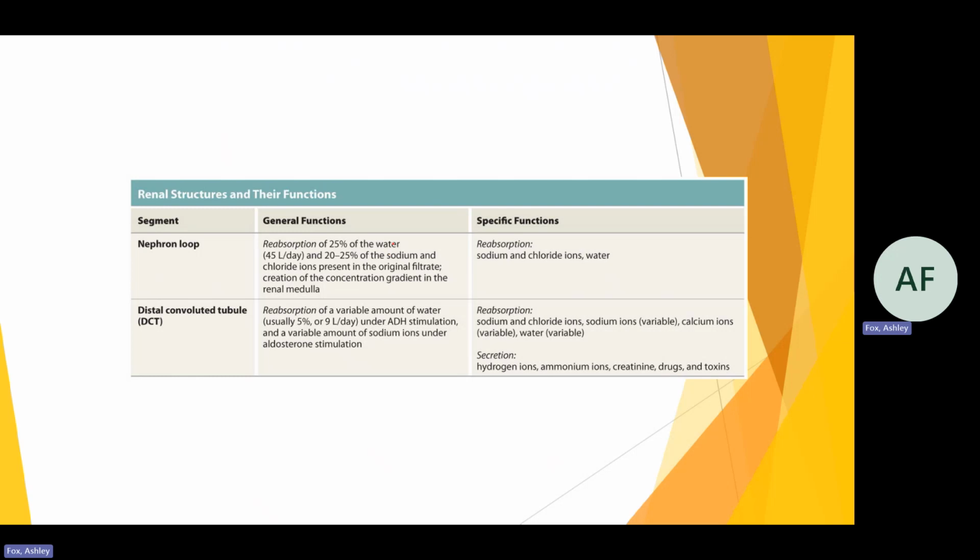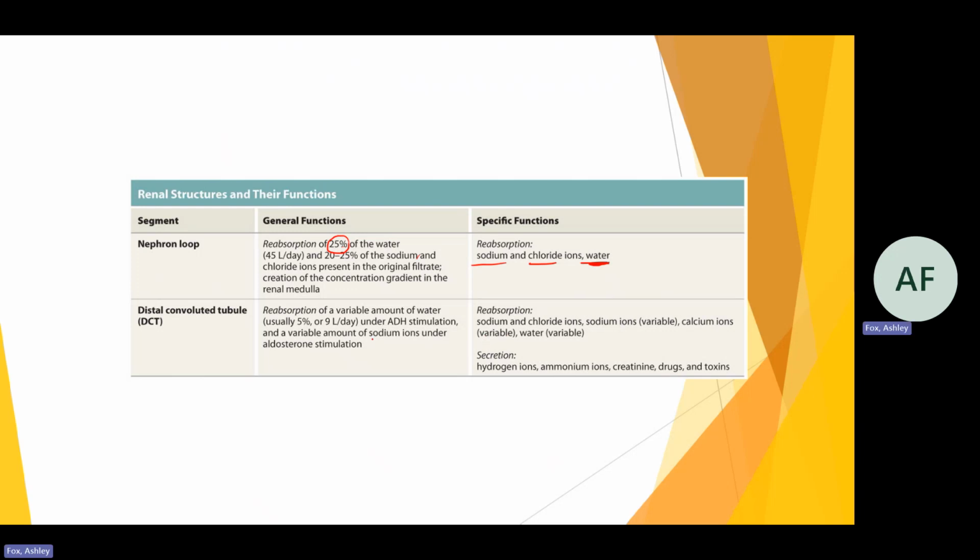Nephron loop is going to be water and sodium chloride. So sodium and chloride are going to be the only things reabsorbed in the nephron loop. The rest of the water, again, most of it is in the proximal convoluted tubule. We get to the nephron loop, another quarter of the water is going to be reabsorbed, but also a quarter of the sodium and chloride ions are going to be used, because we use the sodium and the chloride as an osmotic gradient to help us reabsorb more water. Again, we'll look at that more specifically when we get to the nephron loop.